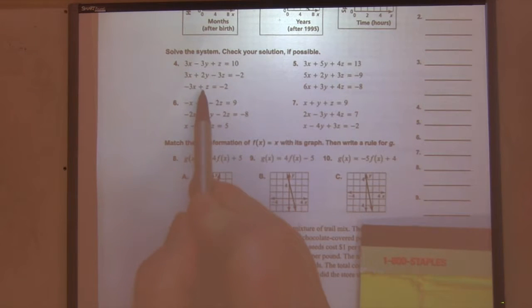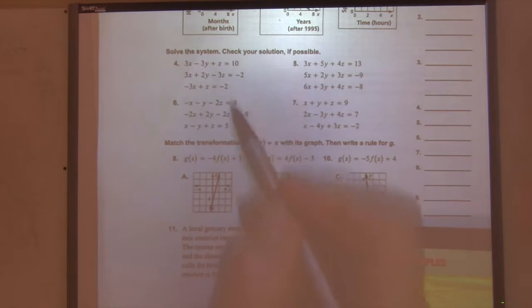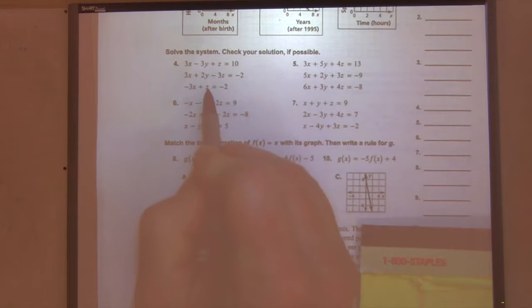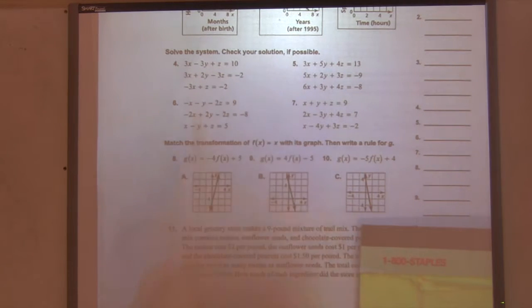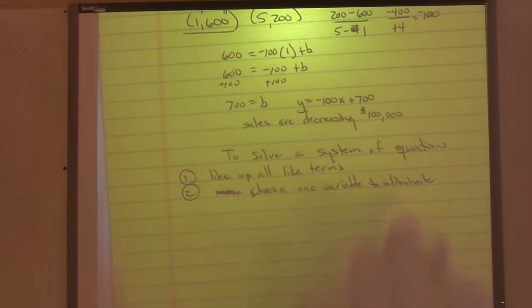The only thing on this one is you see there's no y. And so if I was going to line these up, I would move the z over so I had it all lined up. So I might get rid of the y's because I can do that really quickly in this one. I only have one to get rid of. But you want to get opposites. So we choose a variable to eliminate.